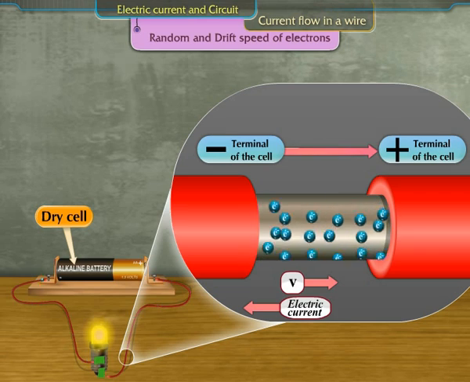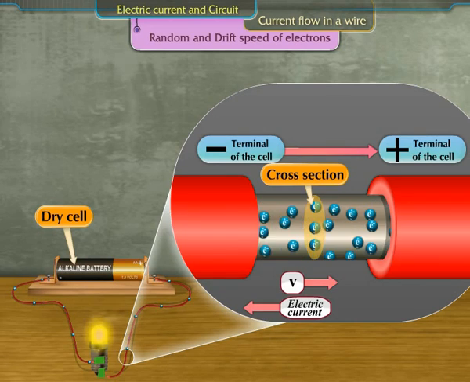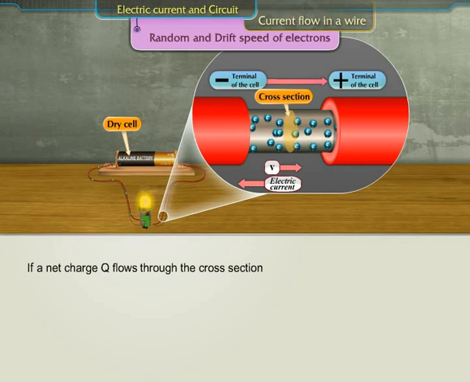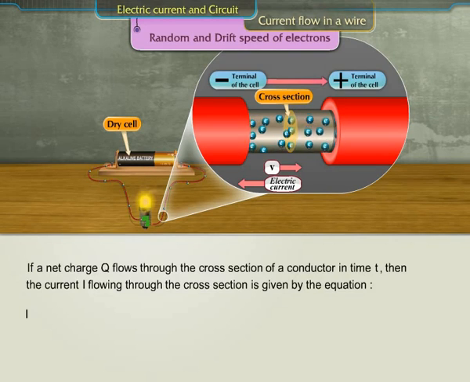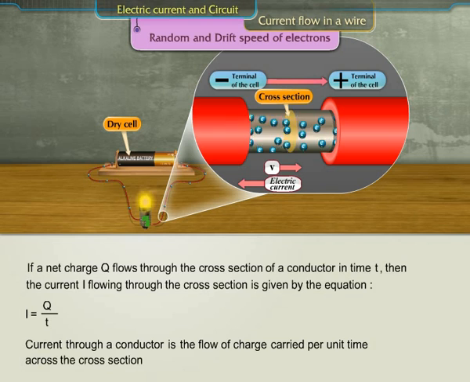Now, let us consider the flow of charge carriers through a metallic conductor of a given cross-section. Let Q be the net charge flowing through the cross-section of the conductor in time t. Then the current I flowing through the cross-section is given by I = Q/t. Hence, current through a conductor is the flow of charge carried per unit time across the cross-section of the conductor.